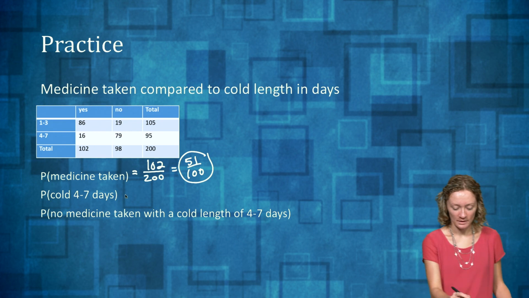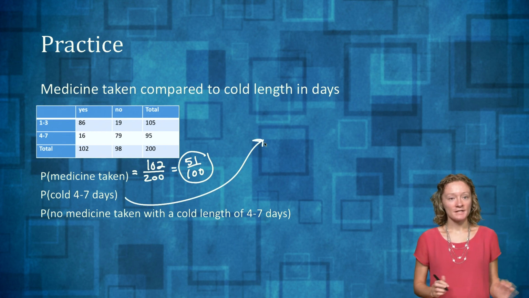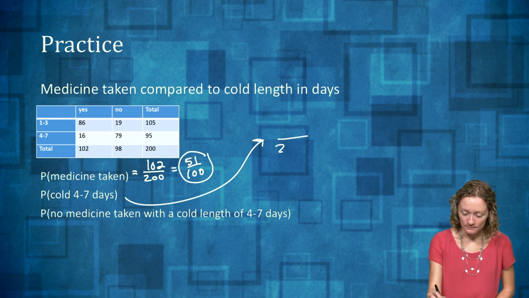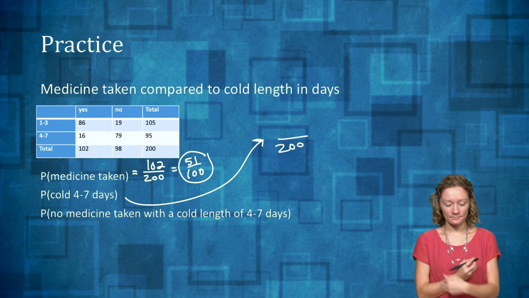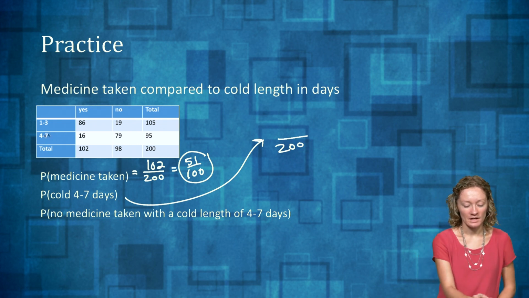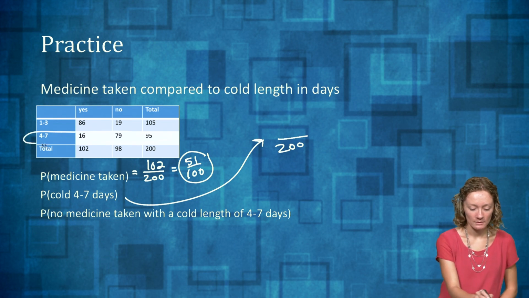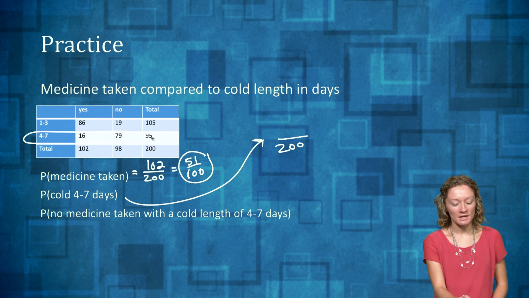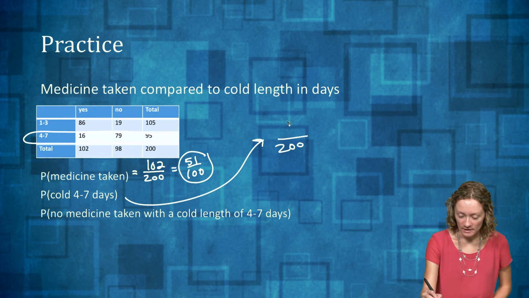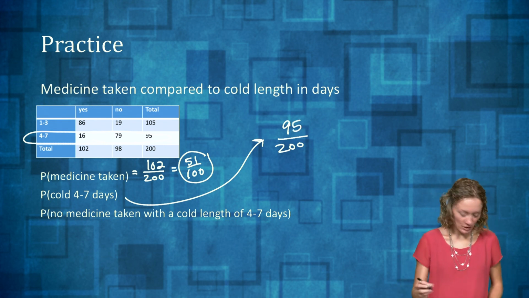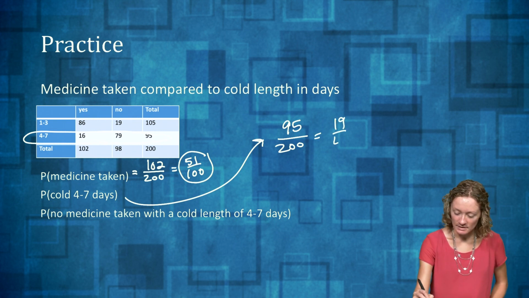There's the first one. I'm going to list the second one over here. Second question is, what's the probability that the cold length was 4 to 7 days? So still we're looking at all 200 people in the survey. Of those 200, how many had a cold length of 4 to 7 days? 4 to 7 days is right here. So we're concerned with everyone falling in this category. Some did, some didn't take medicine. Ultimately, we just want to know how long the cold was. 95 had a cold length of 4 to 7 days. So 95 out of the 200, which simplifies to 19 over 40.